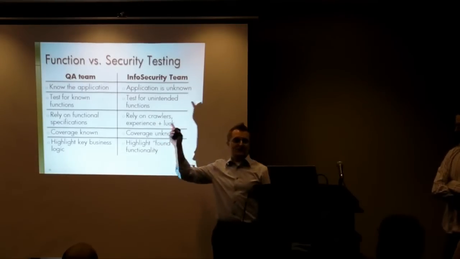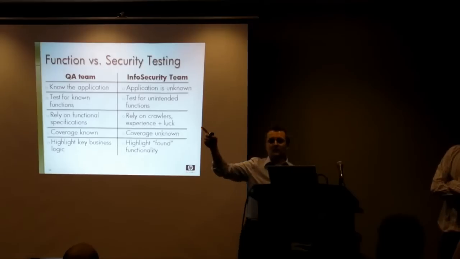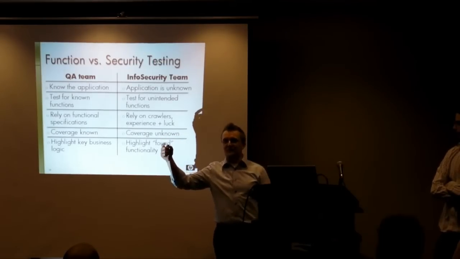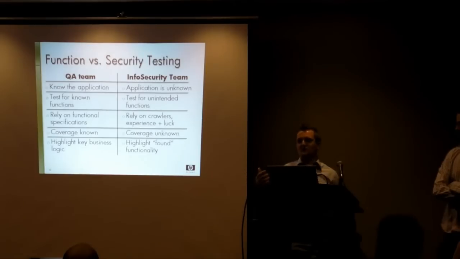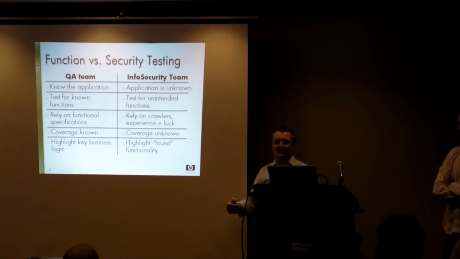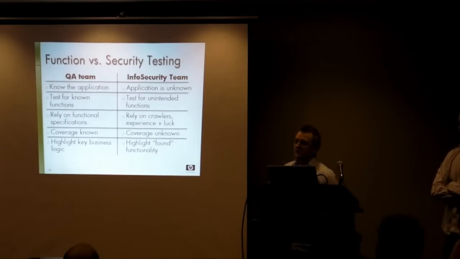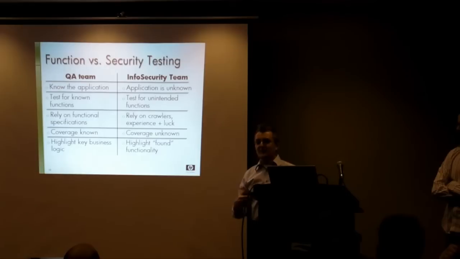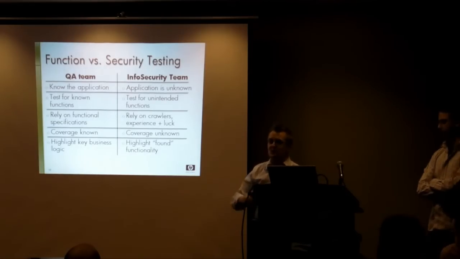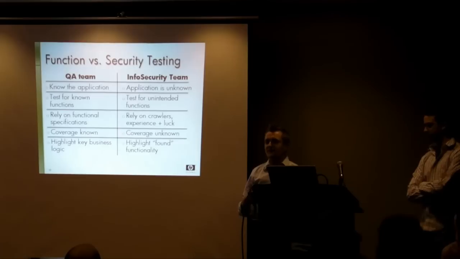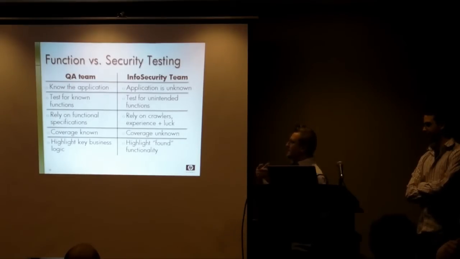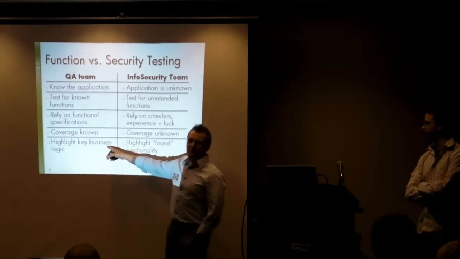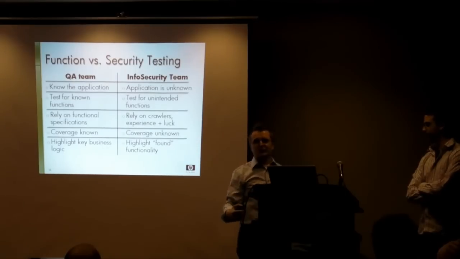The QA teams generally know the app. They have something called a functional specification. We do not when we test. They test for known functions, so they test for stuff they know is supposed to be there. They know the way the app works. They can tell you that they've covered the entire application, all the functionality, when they're done, because they can go down a list of requirements and say, I've tested this, this, this, this. And they tend to highlight key business logic, which is really hard if you don't know the app.